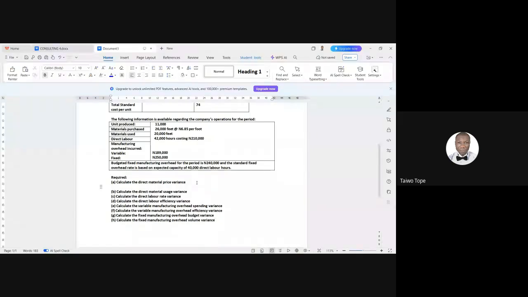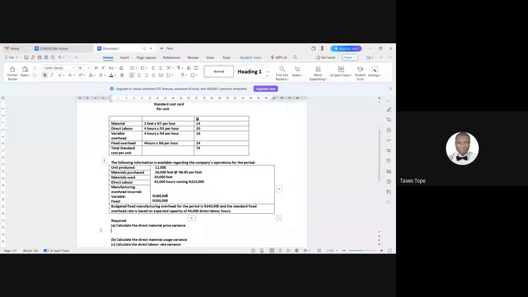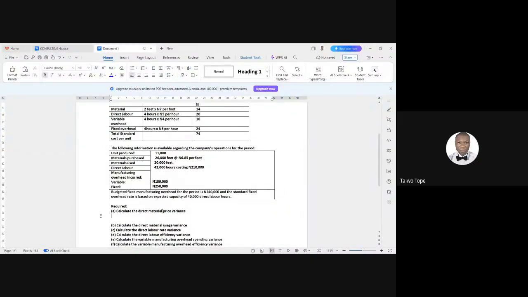I got the same thing too. So let's quickly look at that now. Material price variance. The formula is standard price minus actual price, multiplied by actual quantity purchased.